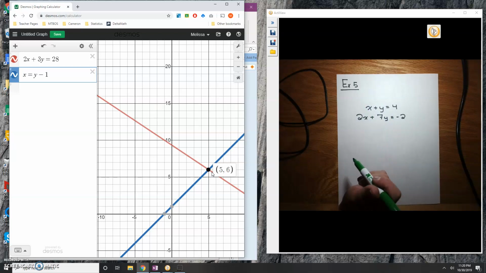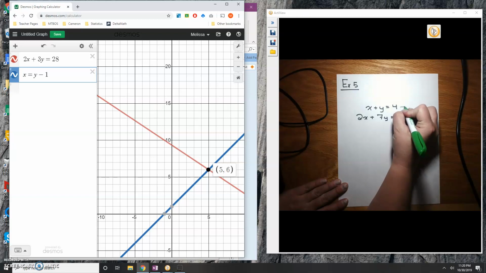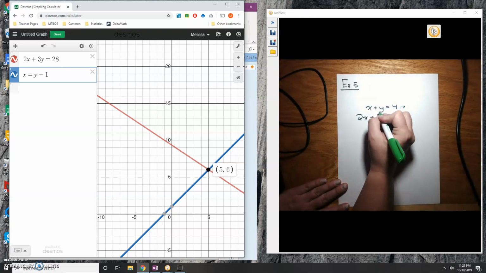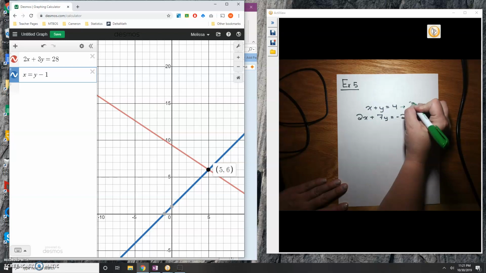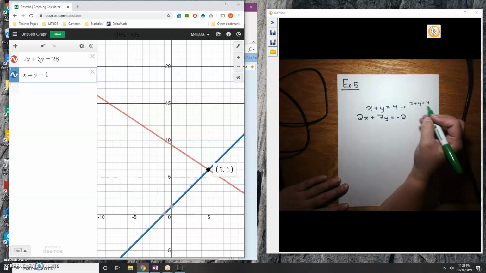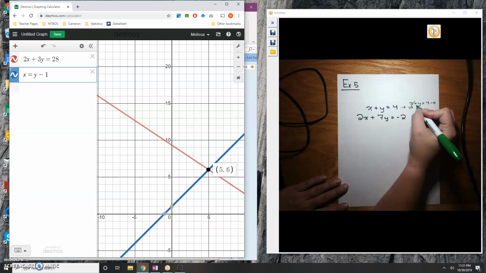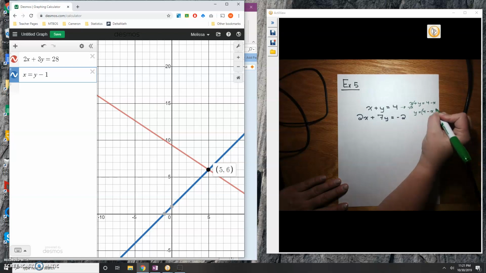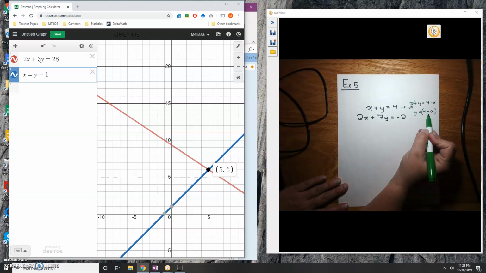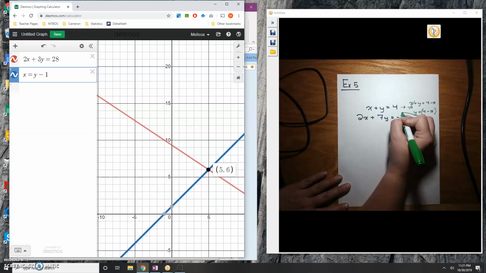It doesn't matter which one you solve for as long as you get one by itself. Just for funsies, let's go ahead and get y by itself. So I have x plus y equals 4. It's kind of been left out so far today. To get y by itself, we need to move over that x: minus x, minus x. And so now I have y equals 4 minus x, and this is going to go in for y.